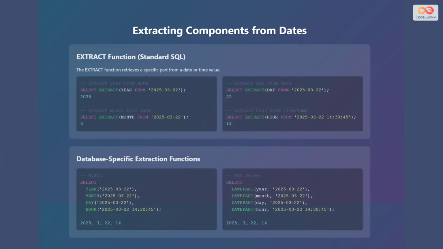Now let's examine how to extract specific components from dates using SQL functions. The extract function, which is standard SQL, allows you to retrieve a specific part from a date or time value. For example, you can extract the year, month, or day from a date, or extract the hour from a timestamp. Many databases also provide their own specific extraction functions. For instance, in MySQL, you can use year, month, day, and hour functions. SQL Server offers the datepart function for extracting date components.